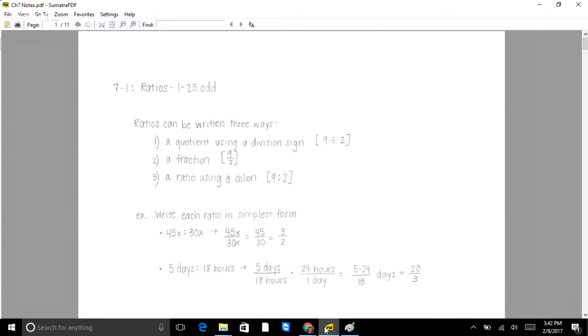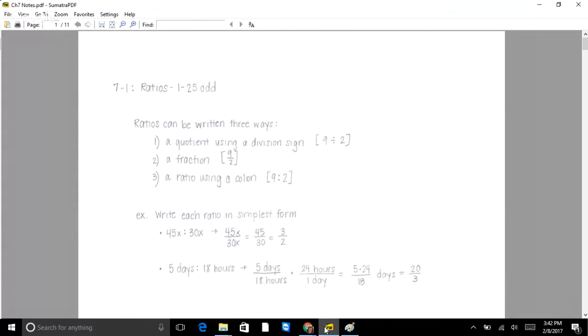So Chapter 6 was all about fractions. Chapter 7 is called applying fractions, so we're actually going to use fractions to do different problems. All right, so the first lesson, 7.1, is all about ratios. So I wanted to take a look at the notes here.